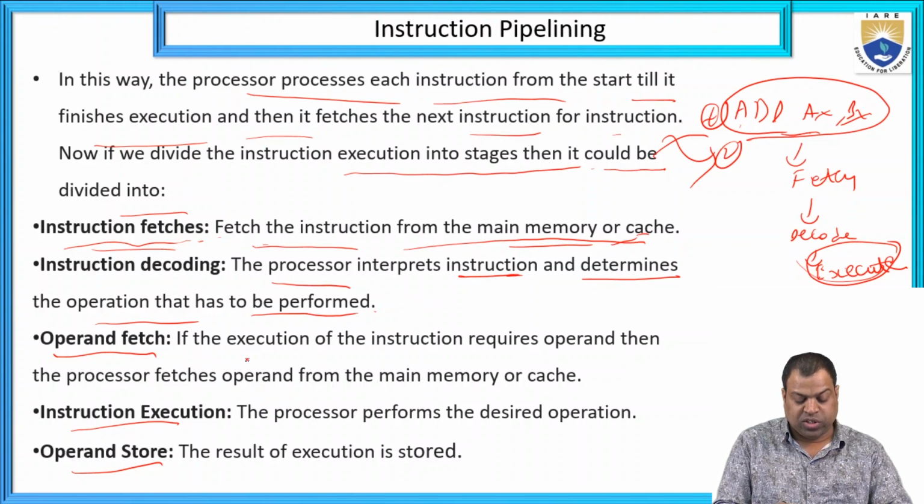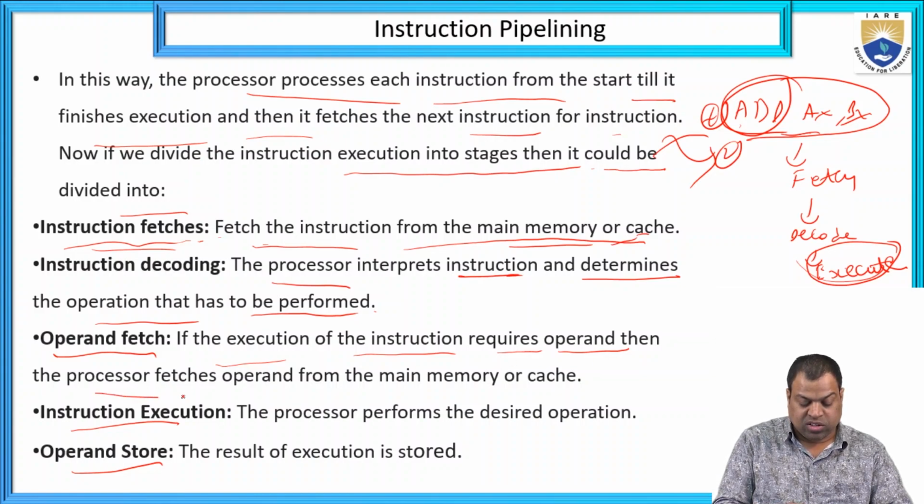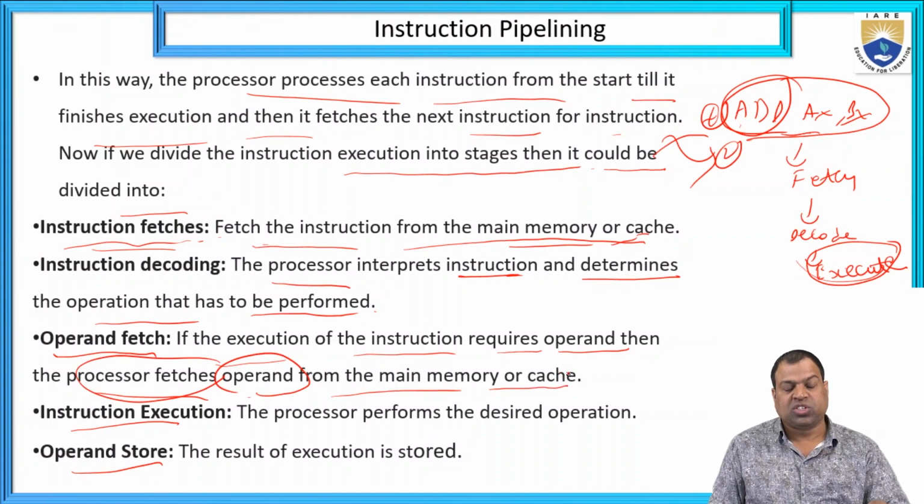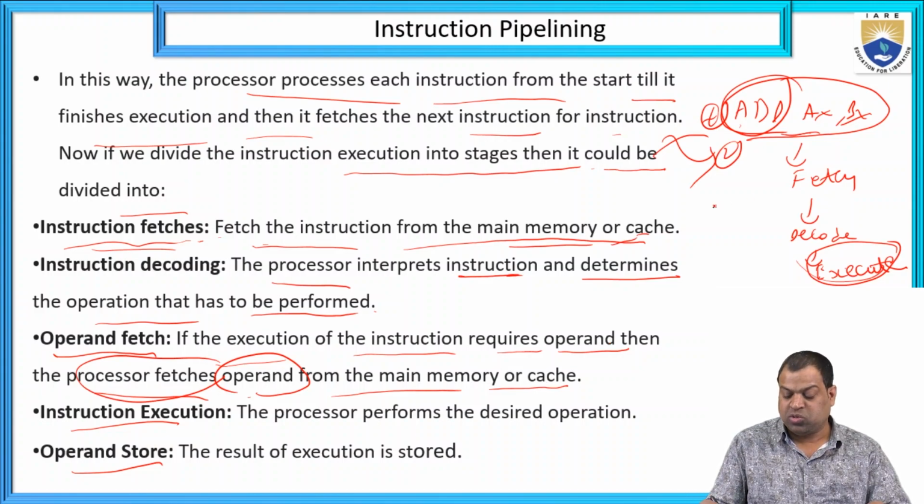And operand fetch. If the execution of the instruction requires an operand, then the processor fetches the operand from the main memory or cache memory. So where is the operand? Add, mul, div. Is it suitable for this one? If I am going for a plus b, is this operand suitable?